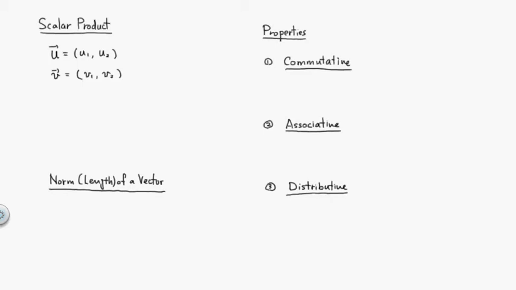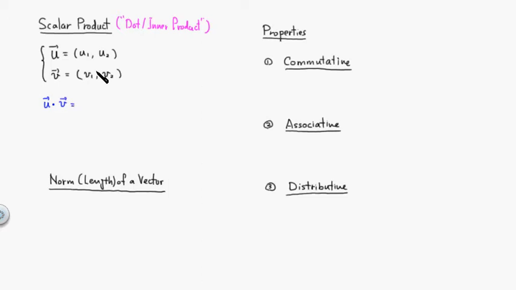All right, let's look at the scalar product of vectors. Let's say you have two vectors, vector u, which has components u1, u2, and vector v, which has components v1, v2. The scalar product, sometimes called the dot product, or also inner product. Dot product. So let's say you want to do vector u dot product with vector v.